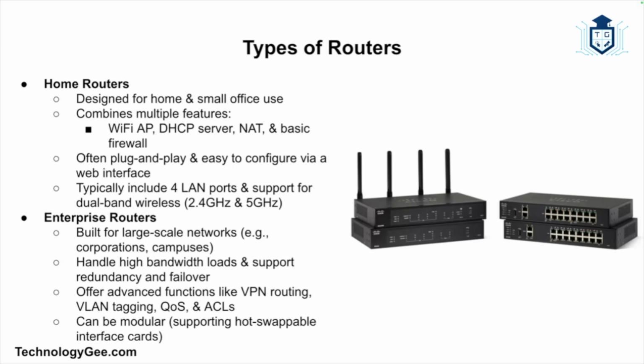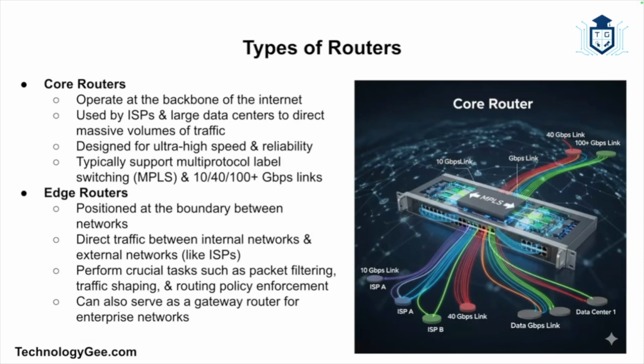You have what is called an enterprise router, and this is used in large networks like universities or corporations, and they handle much more traffic and offer advanced features like VPN routing, VLANs, and policy-based routing. You also have what is called a core router, and these exist at the backbone of the internet, and they're used by ISPs and data centers to move data between major networks. And then you have what is called an edge router. So edge routers sit at the boundary of one network and another, like your home and your ISP, and basically they handle traffic going in and out of these networks.